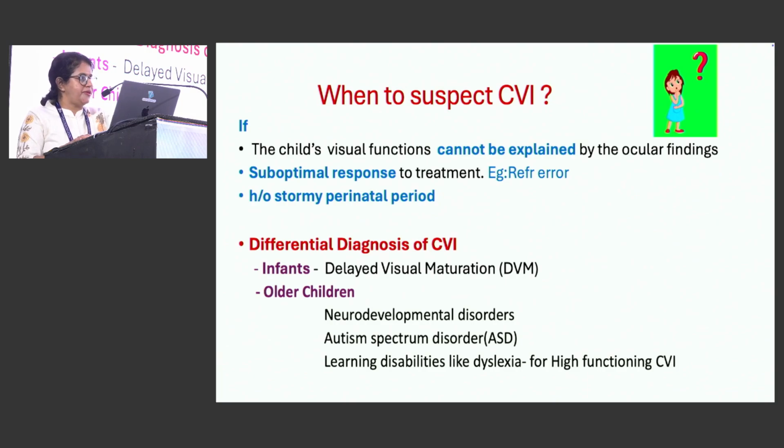And when to suspect CVI? That's very important. If the child's visual functions cannot be explained by the ocular findings, or if there is a suboptimal response to treatment, like if you are correcting the refractive error and you are not getting the response as we expected, or a history of a stormy perinatal period. All these contribute to CVI. And what are the differential diagnoses? In infants, it is delayed visual maturation. In older children, it could be neurodevelopmental disorders, autism, learning disabilities, etc.